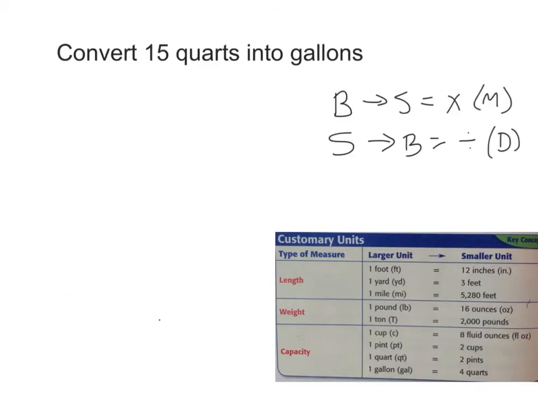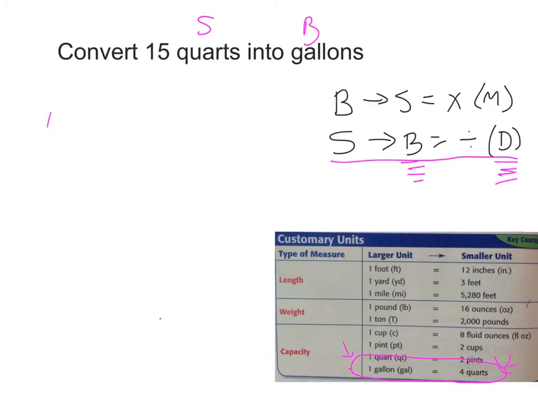So let's take a look at one here where we're going from smaller to bigger. So this one, quarts into gallons. If I'm looking at quarts into gallons, I see that one right down here, and I see that 1 gallon equals 4 quarts. So 1 quart would be smaller than 1 gallon. So in this case, I'm going smaller to bigger. And I know that when I do that, the B for smaller to bigger is closer to the D for divide. So I'm going to be dividing.